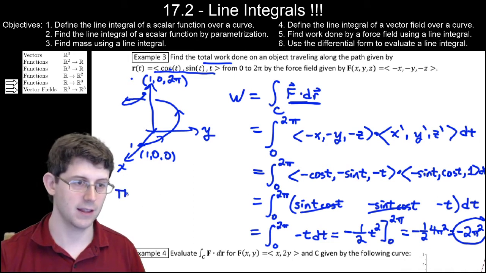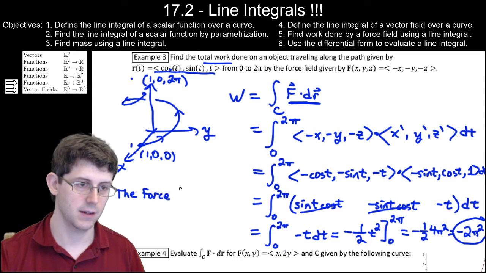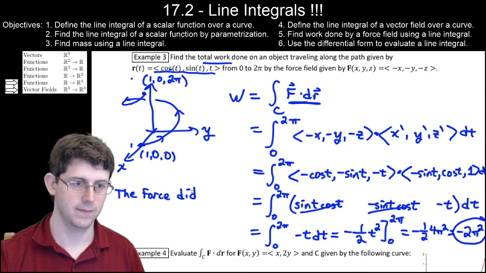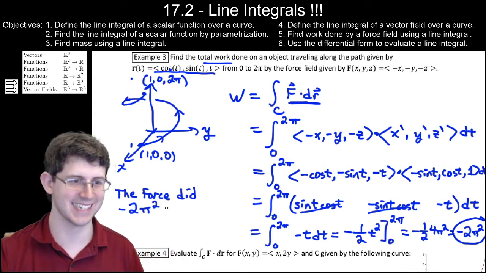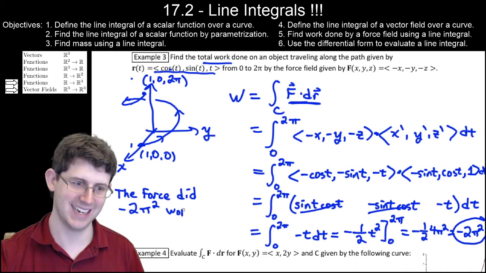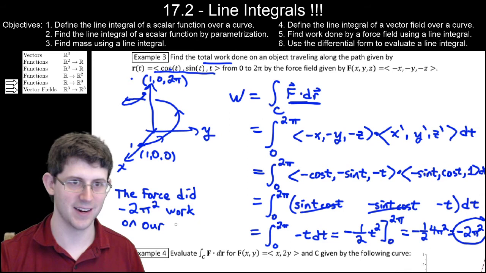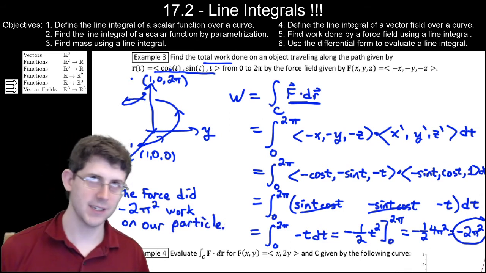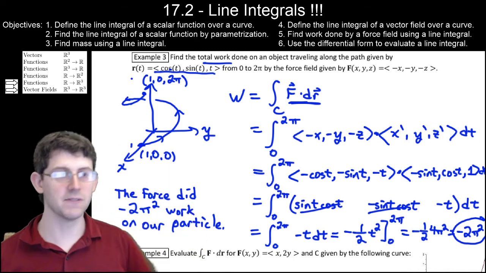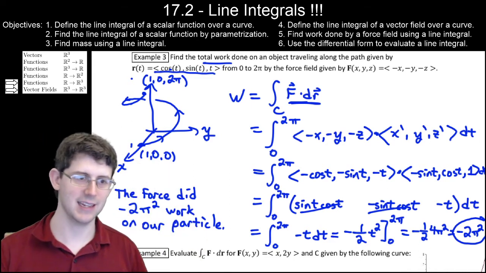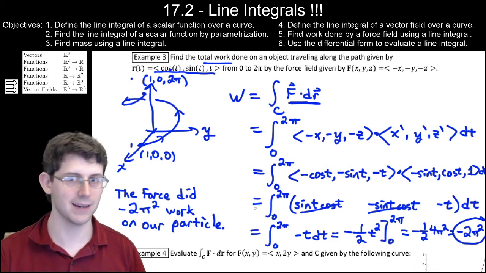So the force, I guess we just say that it did minus, I don't have units, so it's hard to finish the sentence. Minus 2 pi squared work on our particle, on our object. If the force helped us along, we would say that the force did the work for us, but instead the force worked against us, so we ended up with a negative number.